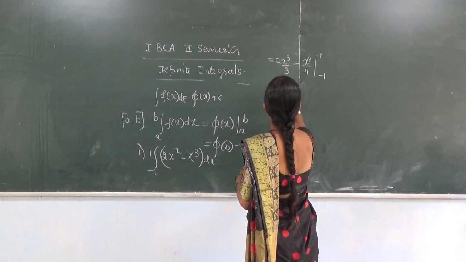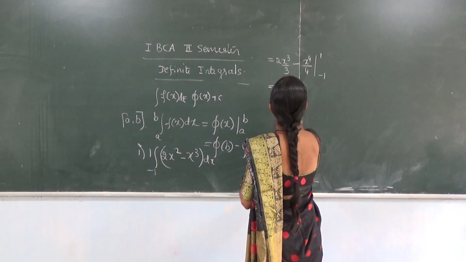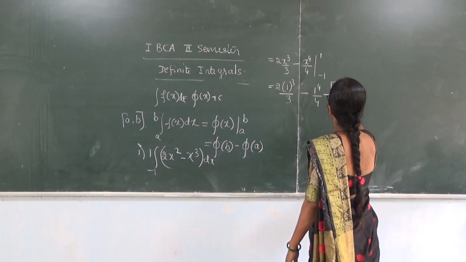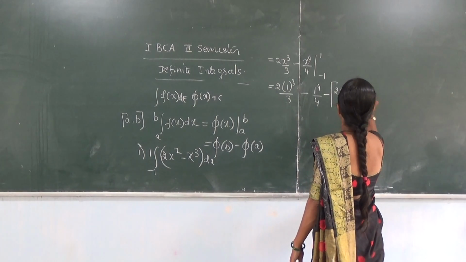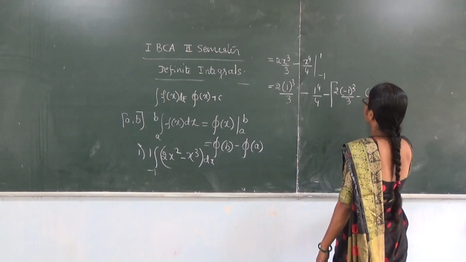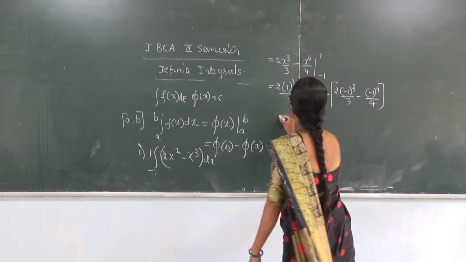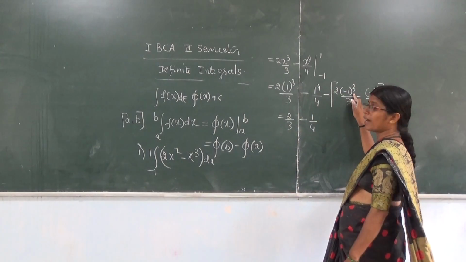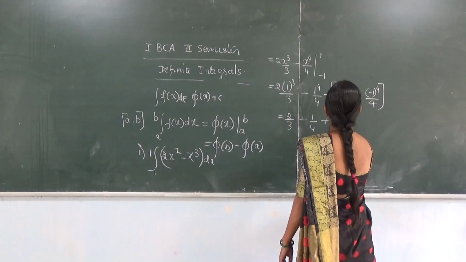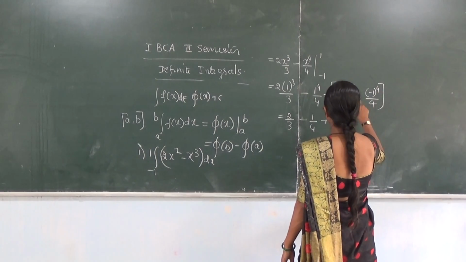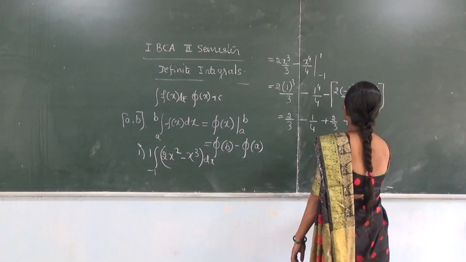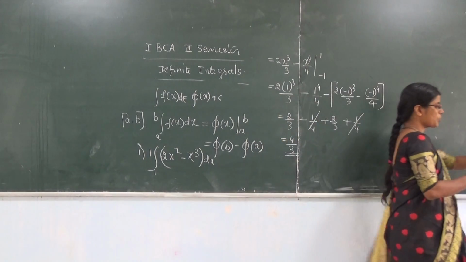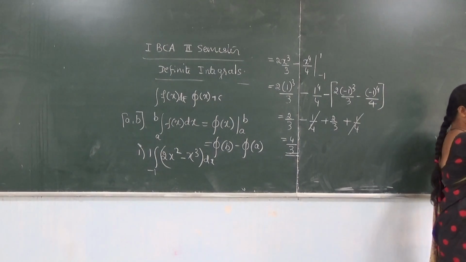So that is 2 into 1 cube by 3 minus 1 to the power 4 by 4, minus 2 into minus 1 cube by 3 minus 1 to the power 4 by 4. So you are getting 2 by 3 minus 1 by 4, and minus 1 cube is minus, so plus 2 by 3 and plus 1 by 4. The minus 1 by 4 and plus 1 by 4 cancel, and here you are getting 4 by 3. This calculation is important in the definite integral.